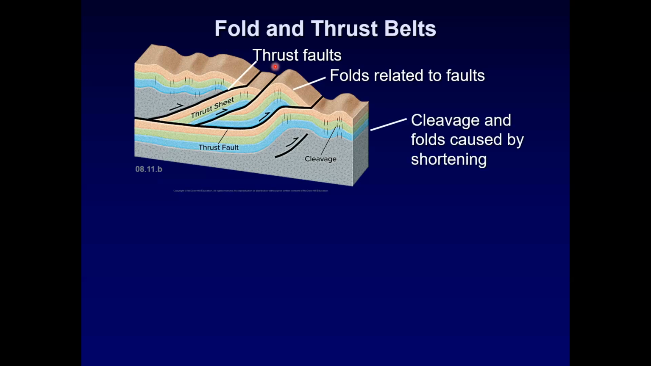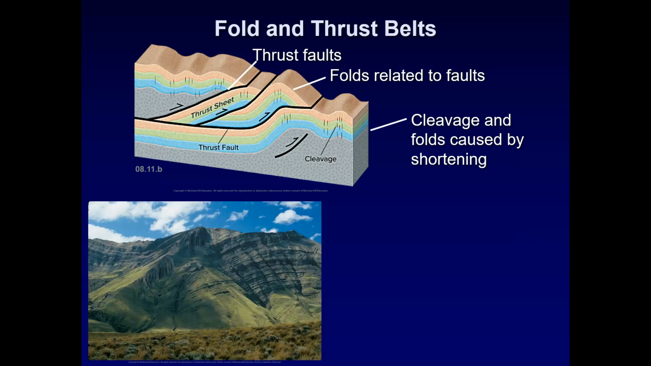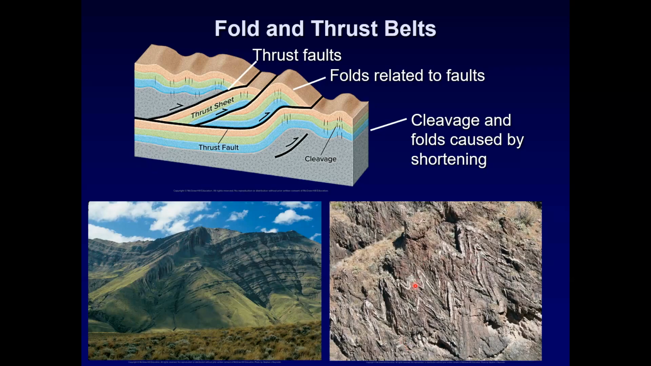And you can have cleavage and folds caused by shortening as well, and the cleavage is in this direction. Most of those thrust belts contain variably developed cleavage, like it won't be uniform, and it's related to folds and shear along the thrusts. Here's an example of a fold and thrust belt. We can see the folding here. That's in Argentina. And on the right, we have anticlines and synclines formed by shortening in Arizona.